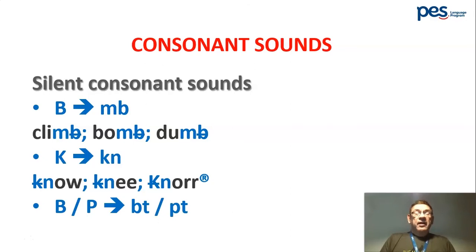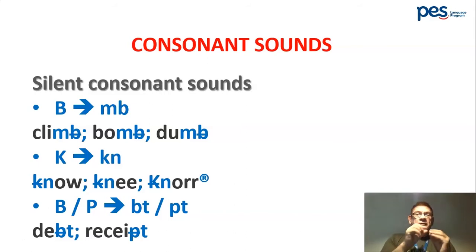And every time I have a B and a P, and they are followed by a T, it's silent. Example. That word. You have D-E-B-T, B-T, so the B is not pronounced. Debt. The next one, receipt. The P is not pronounced.